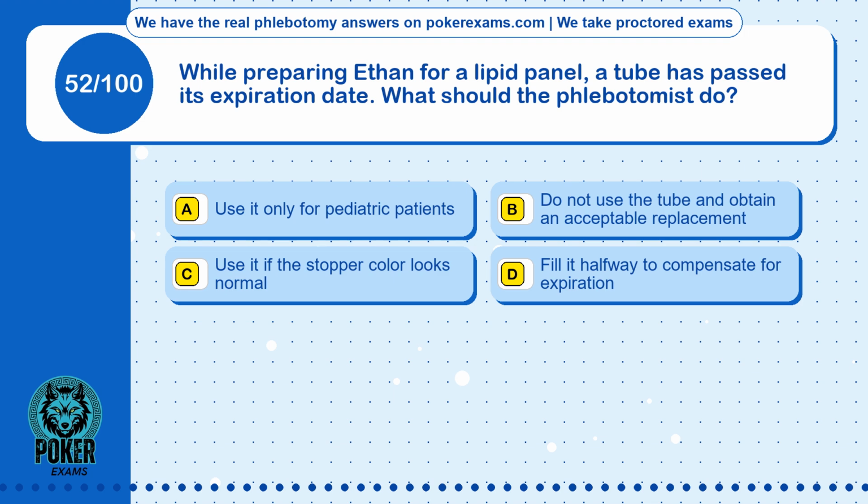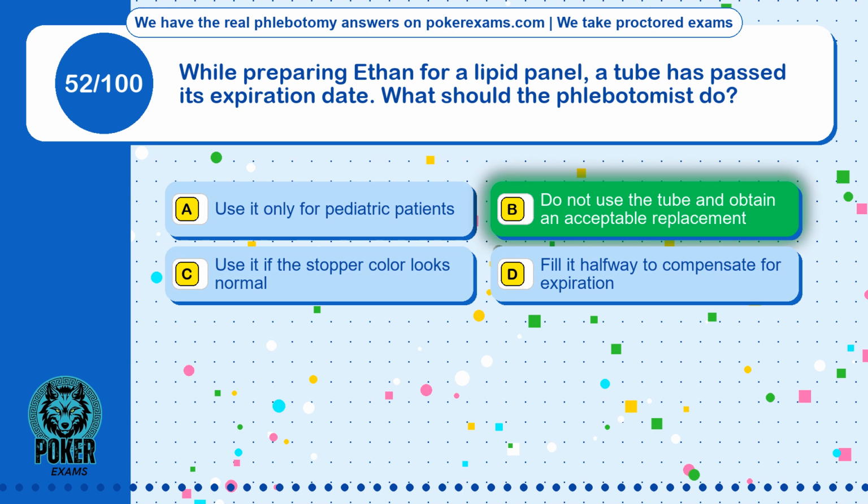Question 52. While preparing Ethan for a lipid panel, a tube has passed its expiration date. What should the phlebotomist do? Option A, use it only for pediatric patients. Option B, do not use the tube and obtain an acceptable replacement. Option C, use it if the stopper color looks normal. Option D, fill it halfway to compensate for expiration.